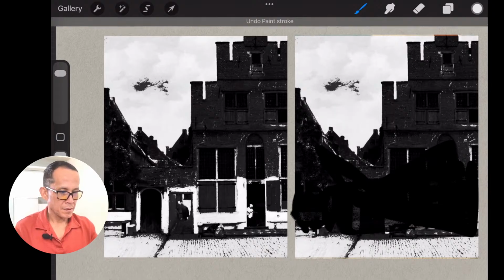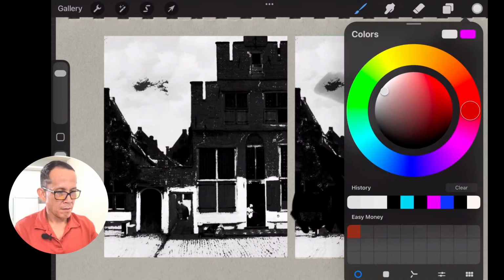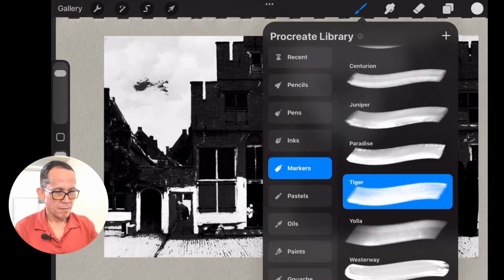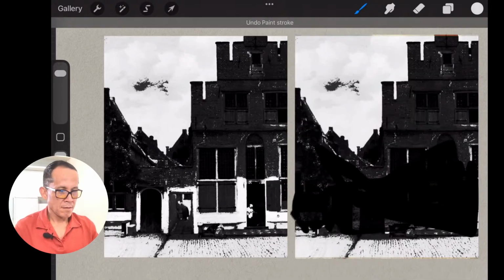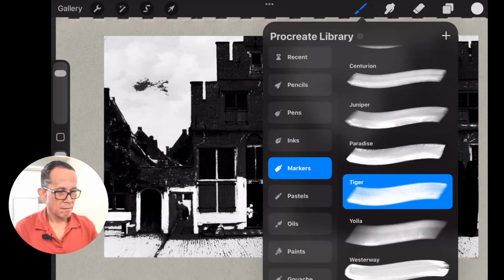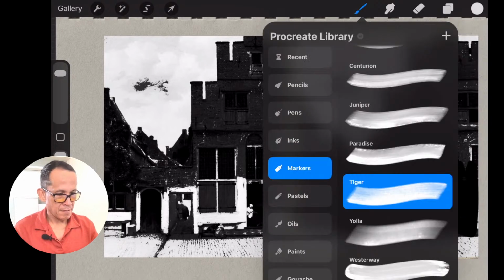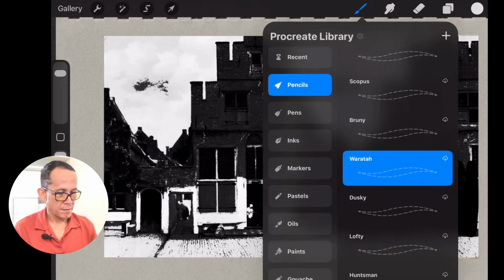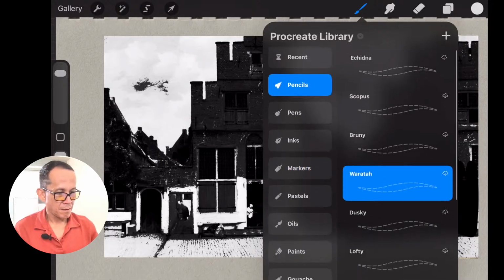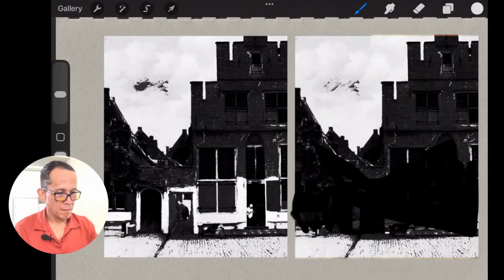Oh, it's weird. Why is it doing it? Why is it doing that? Huh? Why is it doing that? Why is that brush doing that? Trying to clean up my work here.